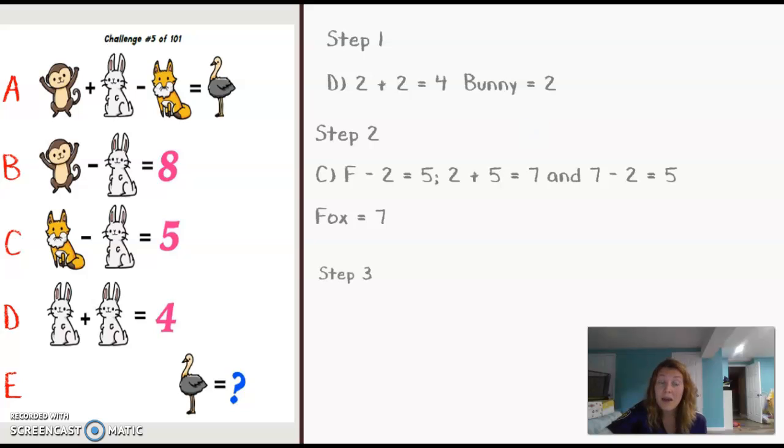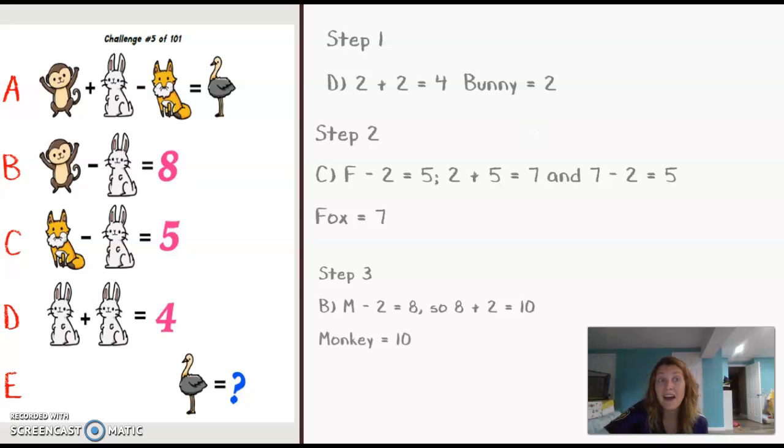Now, for step 3, I'm going to move up and solve equation B. I'm going to use m for monkey. M minus 2 is going to equal 8. And just like I did in step 2, I'm going to use my knowledge of inverse operations to figure out that 8 plus 2 equals 10. So I know that the monkey is equal to 10.